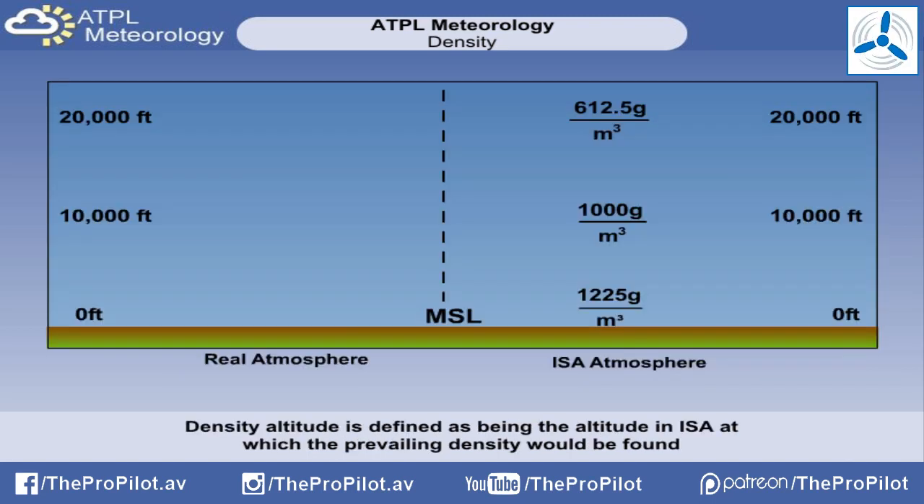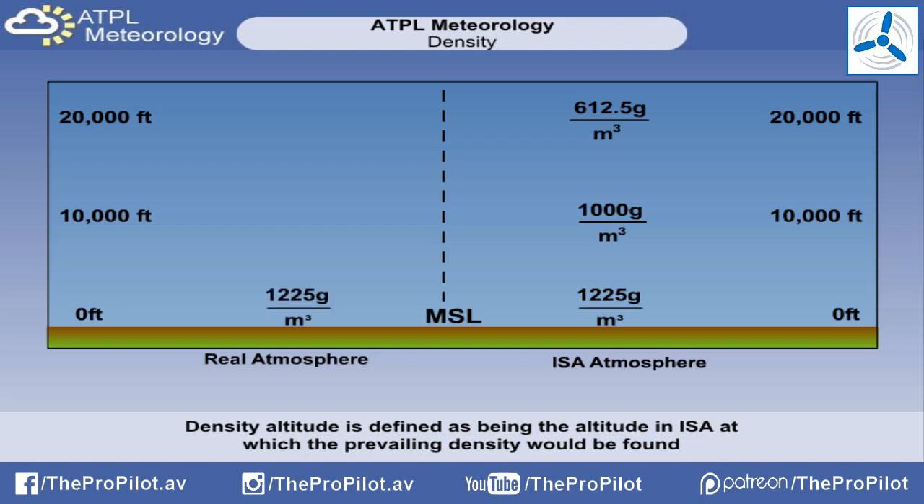If you remember from earlier in the lesson, we mentioned density altitude. Having seen the effect of all of the variables on density, the expression of density altitude can now be better explained. Density altitude is simply defined as being the altitude in ISA that the prevailing density would occur. This is best explained by using an example.